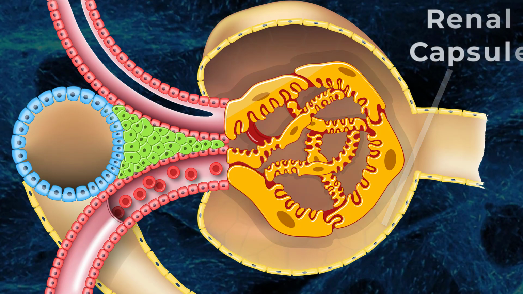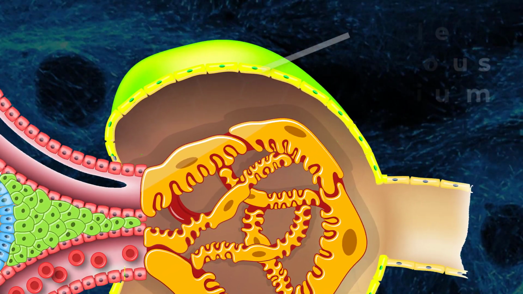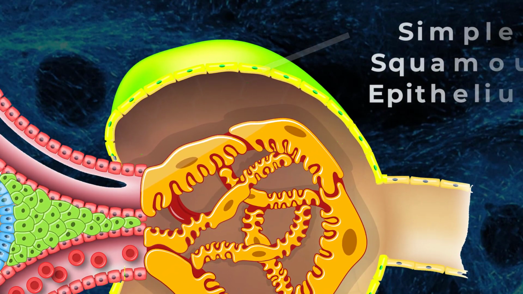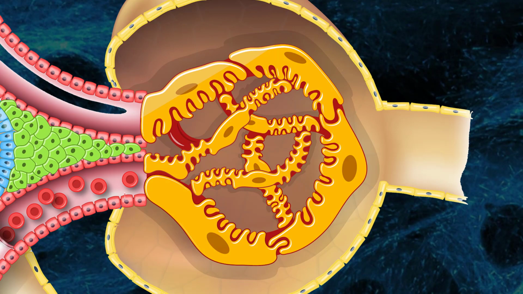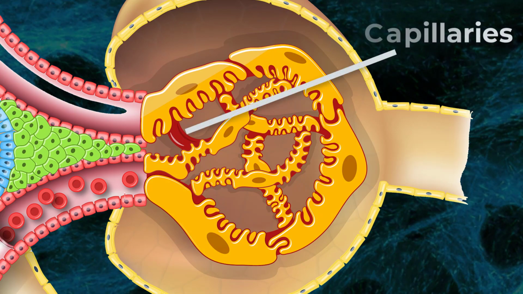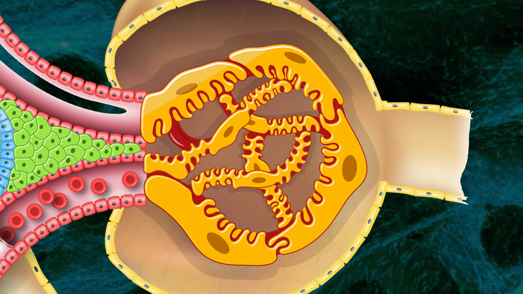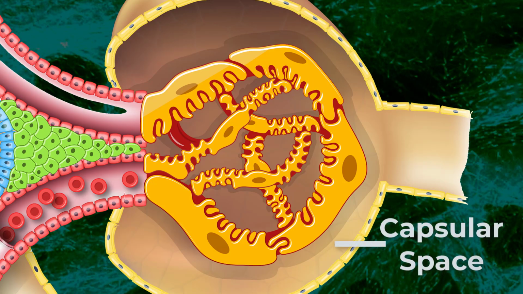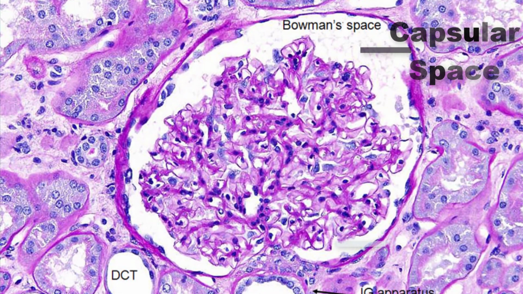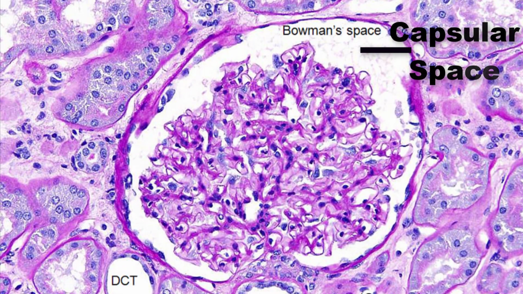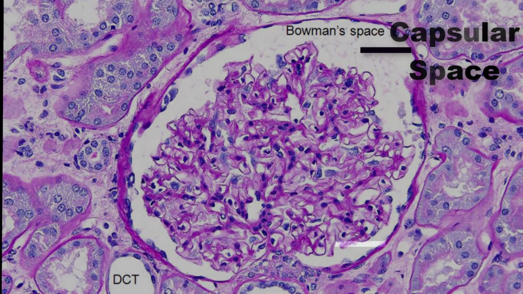The parietal or outer layer is composed of simple squamous epithelium. The inner layer consists of elaborate cells called podocytes. Podocytes are wrapped around the capillaries of the glomerulus. The two layers are separated by a filtrate-collecting capsular space. In histological sections, the space appears as an empty circular or C-shaped space around the glomerulus.